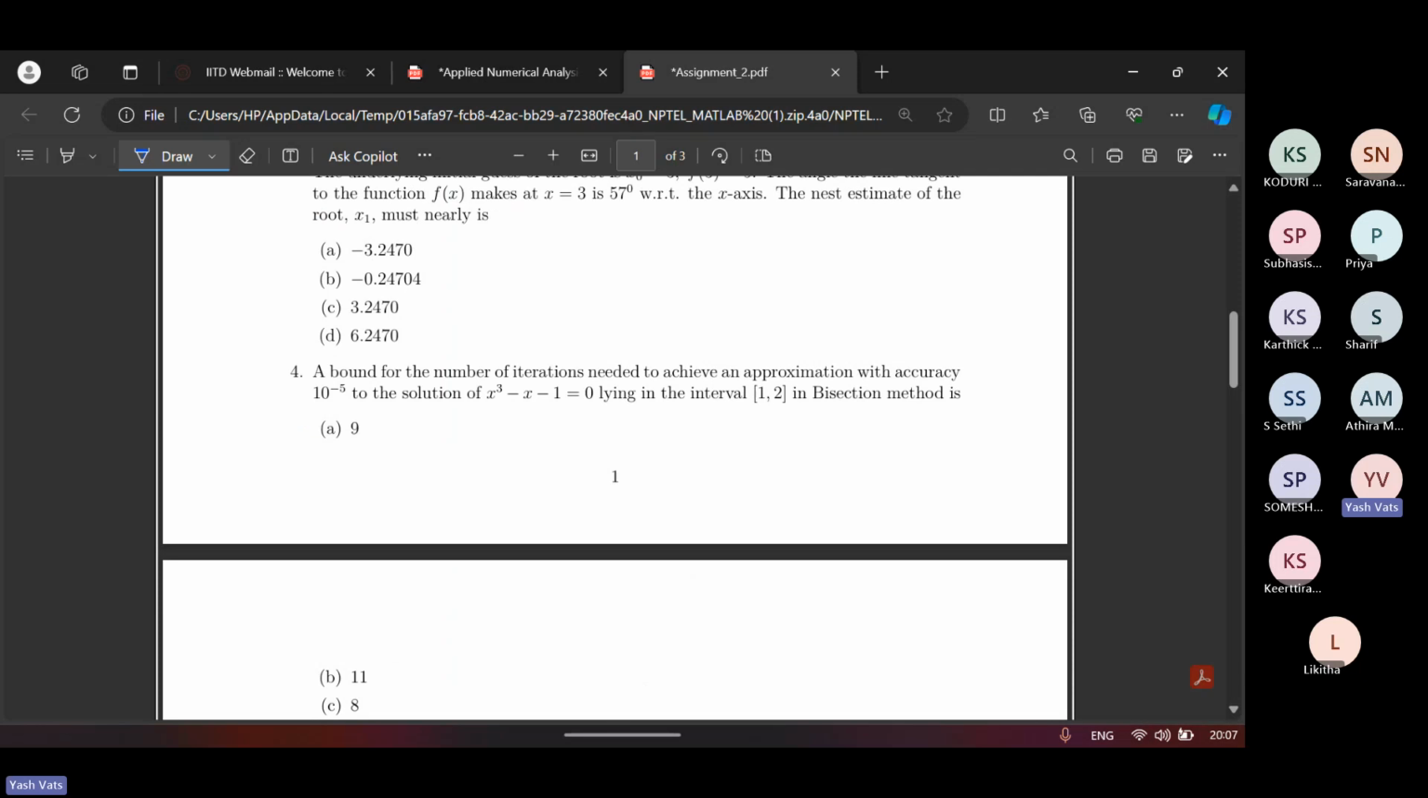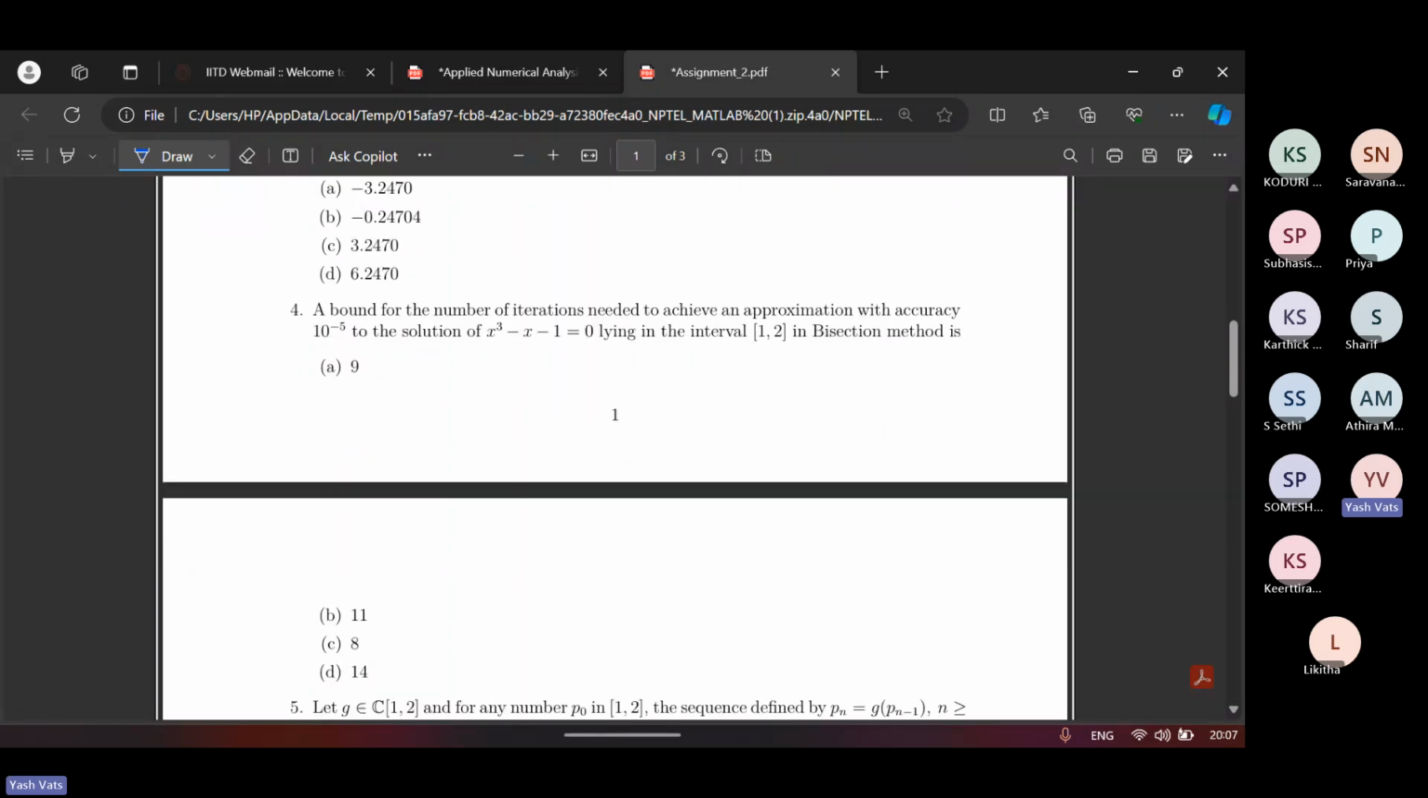Okay, so this is the fourth question. It asks for a bound for the number of iterations needed to achieve an approximation with accuracy to the solution lying in the interval in the bisection method. So you know how to deal with it? The question is saying, bound for number of iterations needed to achieve.